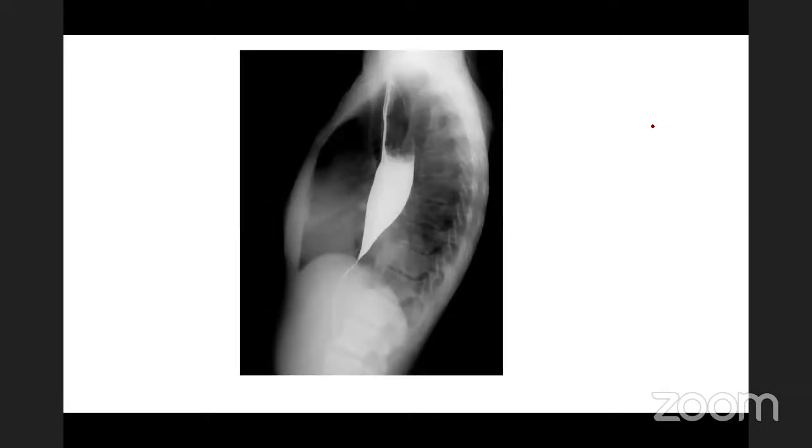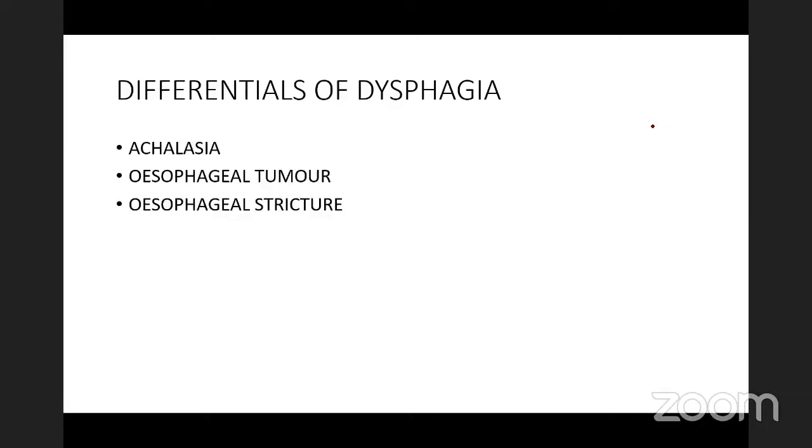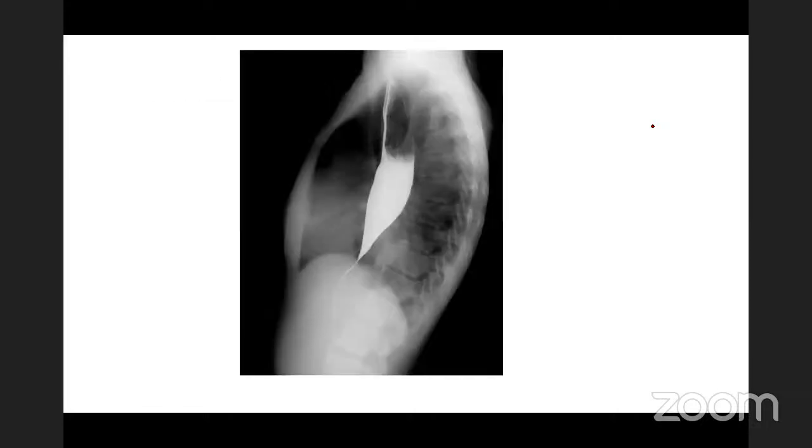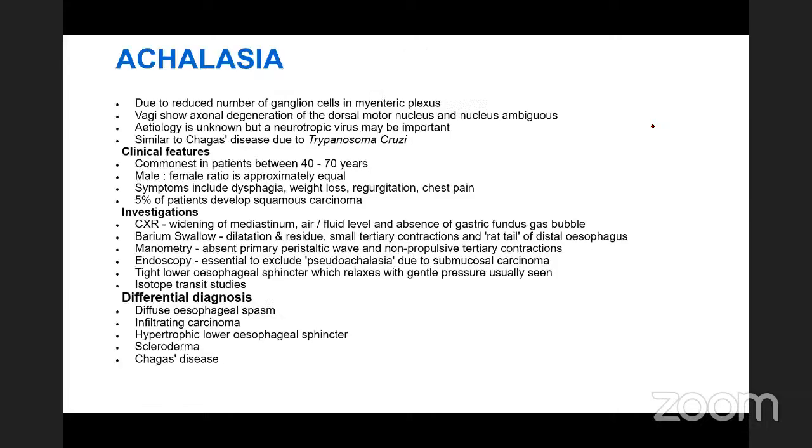Now we'll briefly look at some imaging. The differential diagnosis of dysphagia, difficulty in swallowing, includes achalasia, esophageal tumor, and esophageal stricture. This is an image of a barium swallow.